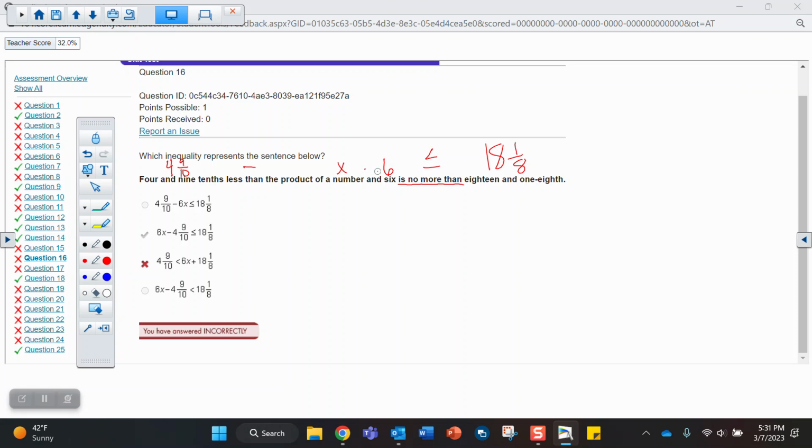So now still some more pieces here. First, we typically write x times 6 as 6x. Also, when we see the words less than, we actually have to switch the order of what we're subtracting. When we say a certain number less than something else, you start with the something else and you subtract that number from it. So this becomes 6x minus 4 9/10 is less than or equal to 18 1/8.